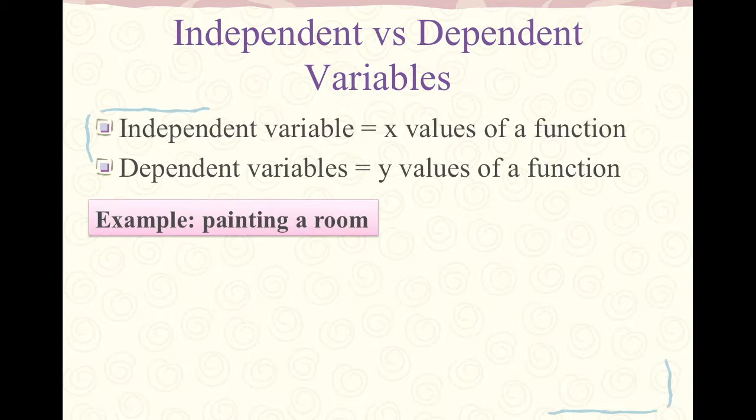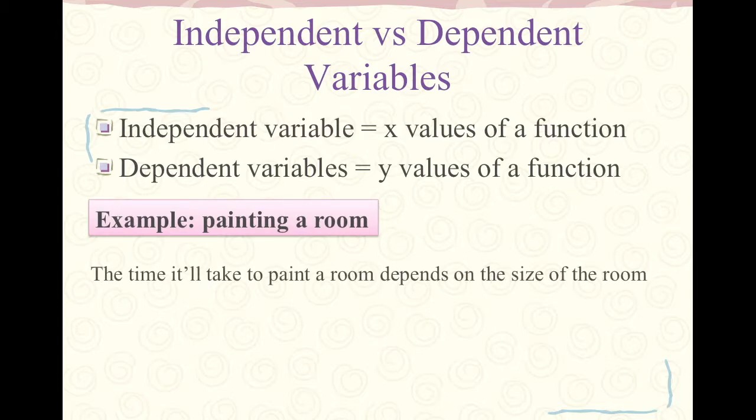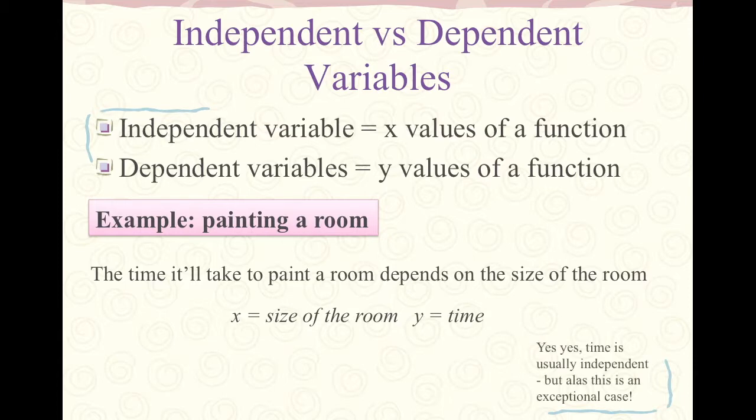So my example for you is painting a room. The time it'll take to paint a room depends on the size of the room, which makes sense if you think about it, right? The bigger the room, the longer it'll take for you to paint. The smaller the room, the less time it'll take for you to paint. So there's definitely a relation between painting a room and how big it is, right? So in this case, x is the size of the room because the time it takes depends on the size. It's weird, I know, in this case, because usually you're used to y being time or x being time. In this case, it's not, okay? So this is also an exception.